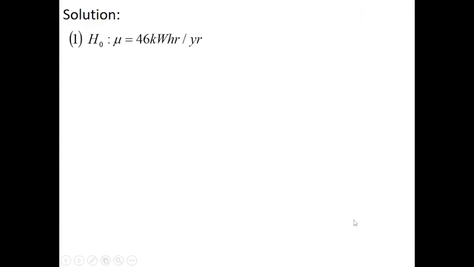Solution. So this will now be the null hypothesis: mu equals 46 kilowatt hours per year. That is believed to be true. This is the alternative hypothesis, that the mean is less than 46 kilowatt hours per year, because in the problem this was mentioned. Then in the problem, there is the indicated level of significance, which is 0.05.